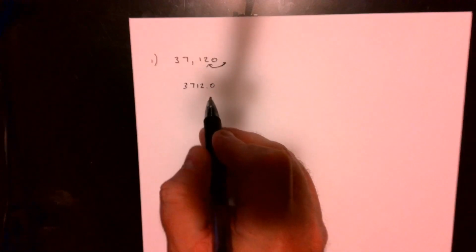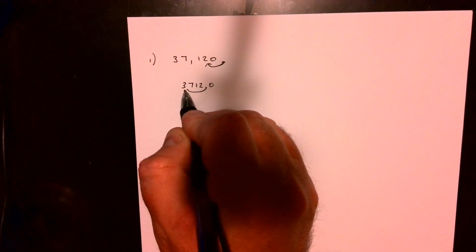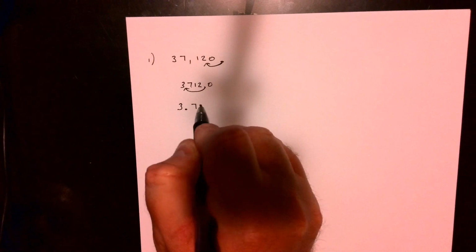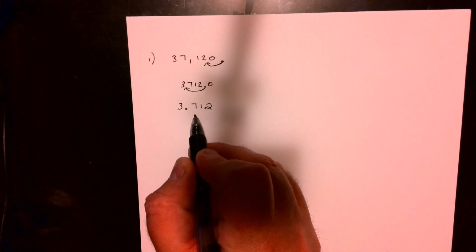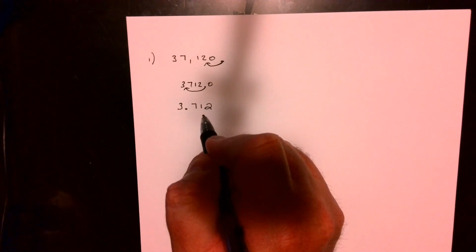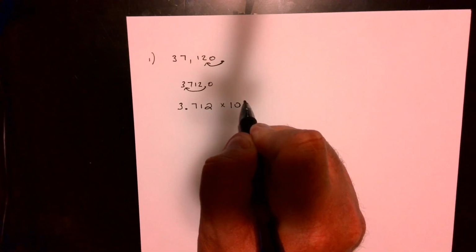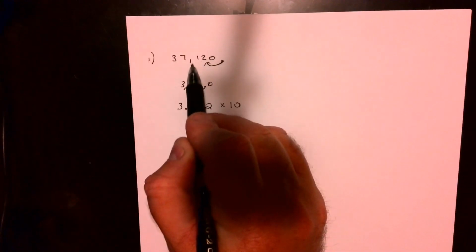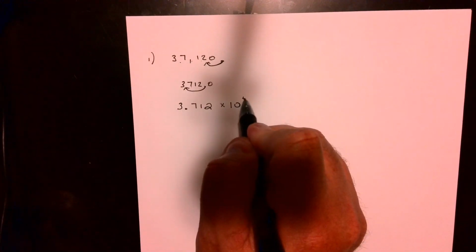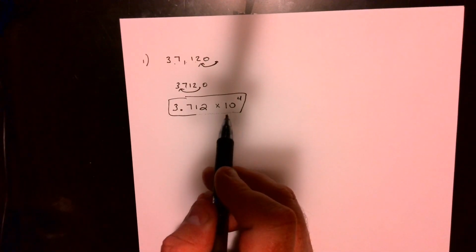3712.0. That's still too big, right? So to save time, we know we need to move this decimal all the way over between the 3 and the 7. So we get 3.712, and this number is now between 1 and 10. Okay, so there's the first part, 3.712 times 10 raised to some power. And we get that power by how far we move the decimal. We move that decimal 1, 2, 3, 4 times. So scientific notation is 3.712 times 10 to the 4th.